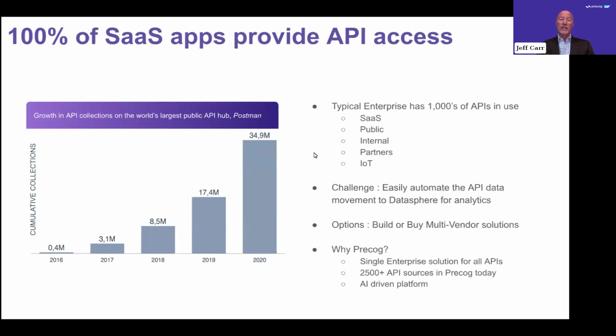You can see on this slide that the usage of APIs is growing at an extremely high rate over the last 5 to 10 years. Typical enterprises will have many different applications they need to access through APIs. These include not only SaaS applications, but even public APIs, things that might be provided by a government, as well as partners and even IoT applications. So that's the challenge that companies are dealing with.